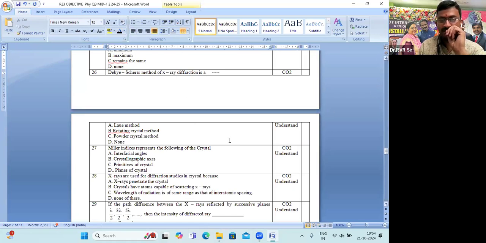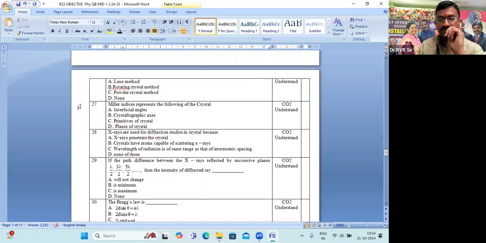Diffuse error method of X-ray diffraction is, nothing but option C, powder crystal method. Miller indices represents the following of the crystal.